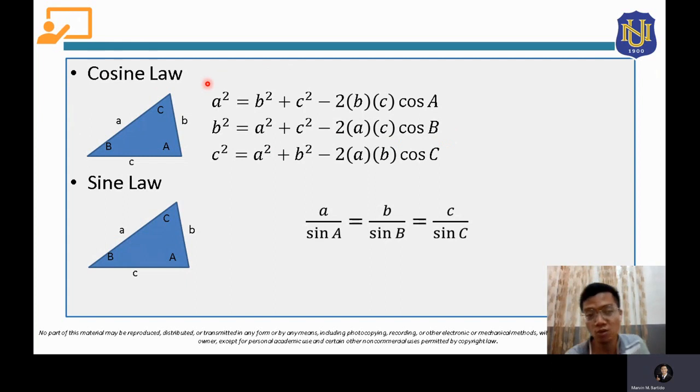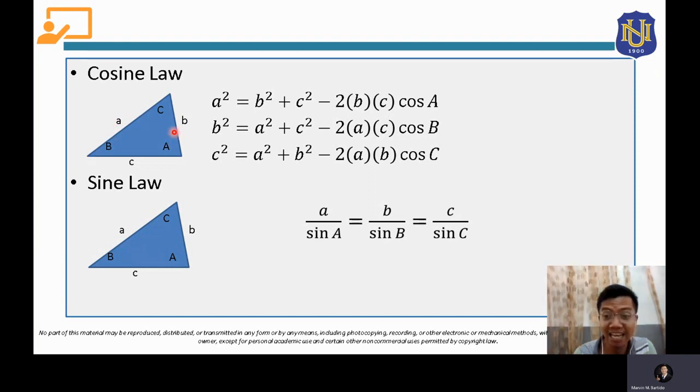We can use the cosine law. Let's say you have a triangle. This is not a right triangle. Let's say you have a triangle with sides A, B, and C, and angles A, B, and C. Let's say this is the side A, so the angle that is opposite to this side will be the angle A. If this is side B, the angle that is opposite to this side will be the angle B. And if this is the side C, the angle opposite to that will be the angle C.